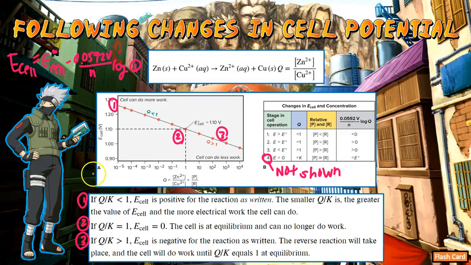We have arrived back to the hidden chemistry village. On our way back, Kakashi Sensei wanted to help us follow changes in cell potential based on changing concentration. So let's go ahead and follow changes in potential during the zinc copper cell operation.